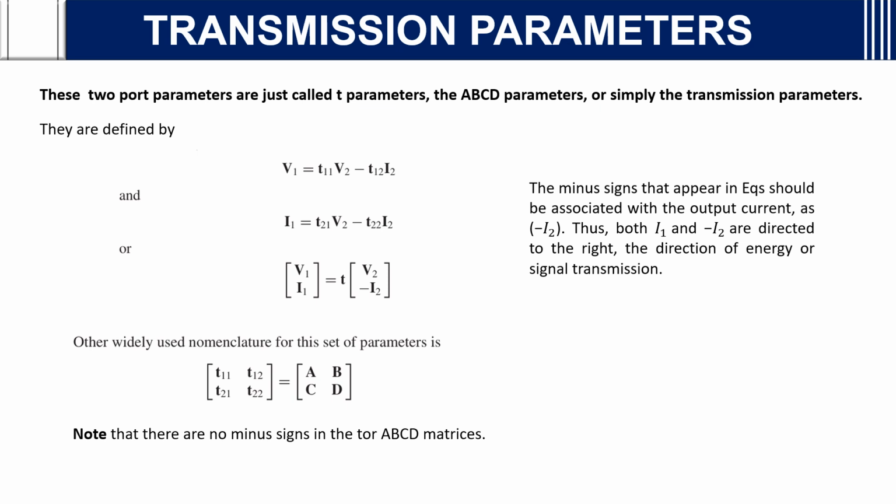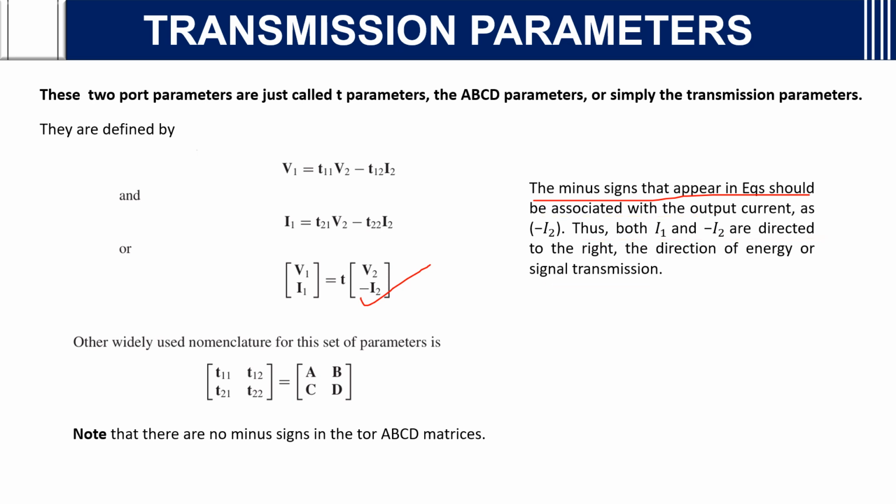They are defined, for a two-port network, by V1 equals T11 V2 minus T12 I2, and I1 equals T21 V2 minus T22 I2. We can write this in matrix form: [V1, I1] equals T into [V2, minus I2]. The minus sign that appears in the equation should be associated with the output current as minus I2. Thus both I1 and minus I2 are directed to the right, the direction of the energy or signal transmission.